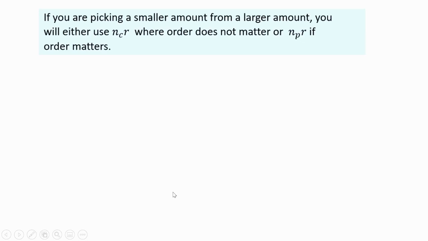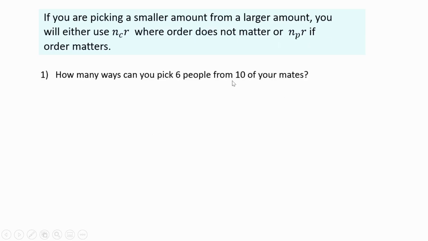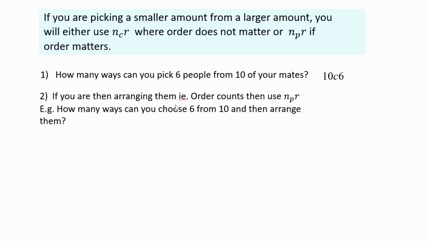If you are then picking a smaller amount from a larger amount, then you need to decide whether you're going to use nCr or nPr or both. nCr is obviously when order does not matter. In other words, we're just choosing, and nPr is basically we're choosing and we're arranging. So how many ways can I pick 6 people from 10? That would be 10C6. No issues.